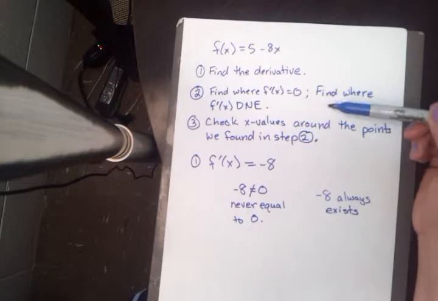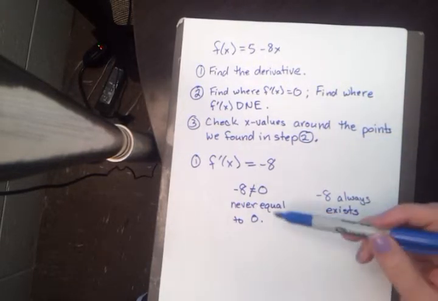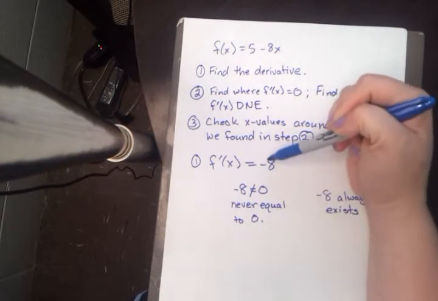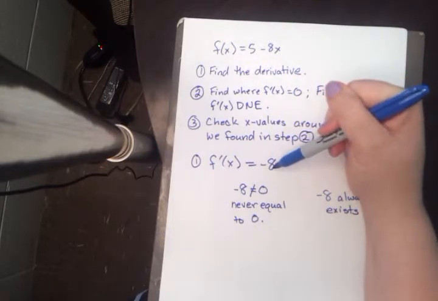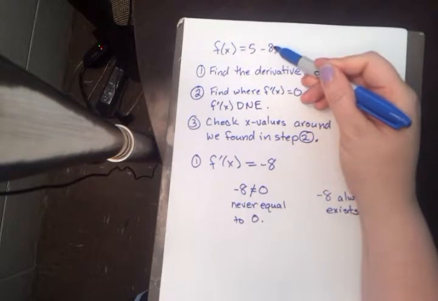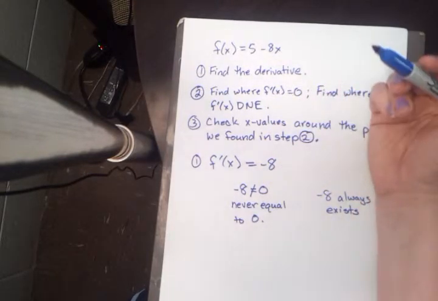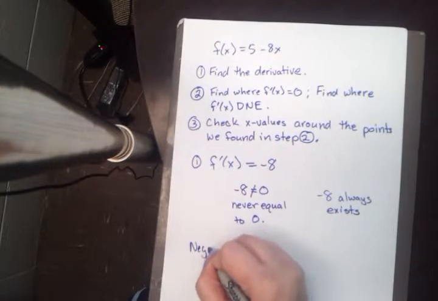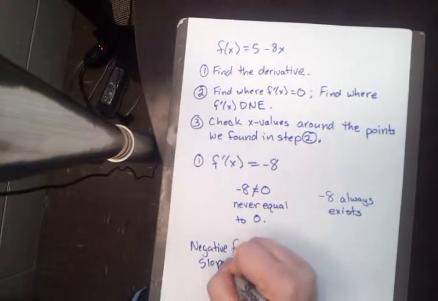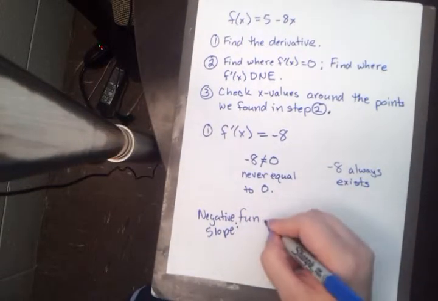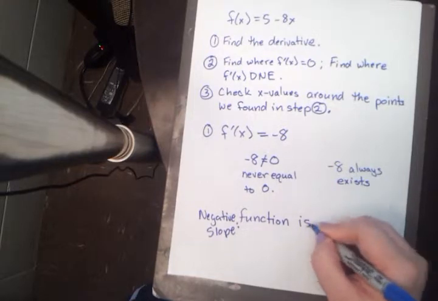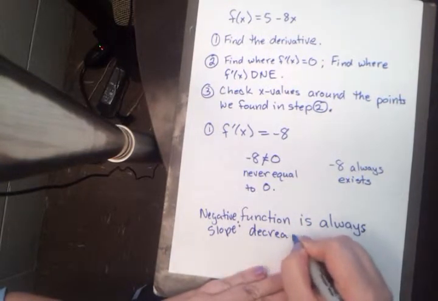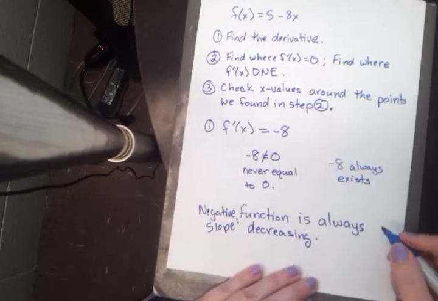Okay, so let's see. We don't have any x values to check now because we didn't find any points, but what we do know is that the slope of this function, because we got this derivative, which tells us the slope of the tangent line to this function, anywhere I check on this entire function, the slope is going to be negative 8. And what does a negative slope mean? A negative slope means that the function is always decreasing, all right? It doesn't matter what x is, this function is always decreasing.